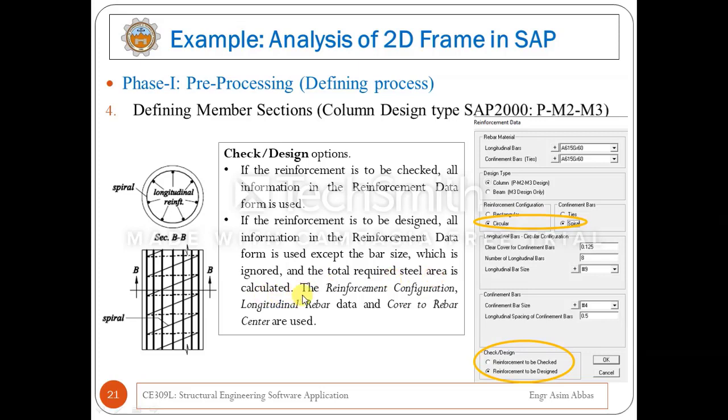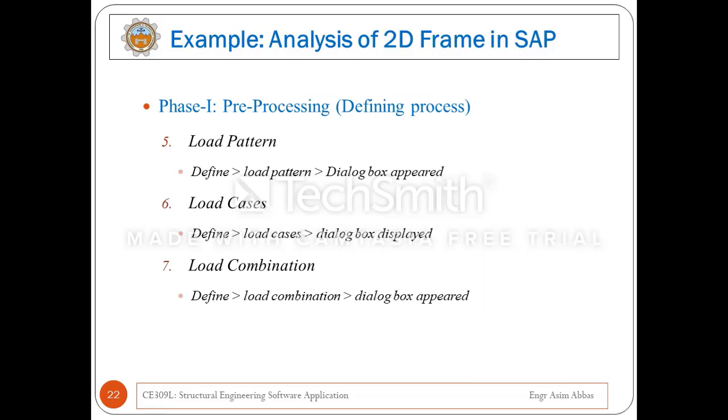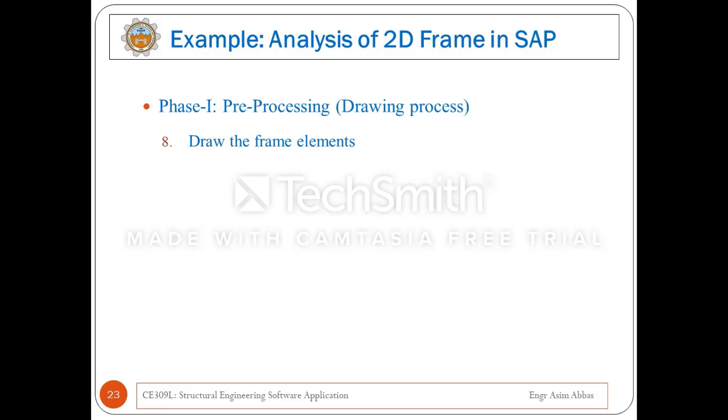The reinforcement configuration, longitudinal rebar data and cover to rebar are used. Okay, it means when you choose reinforcement to be designed, here they will ignore just the size of bar, and the rest of the information will be the same. Okay, this is all about step 4 in phase 1. Now move toward step 5, 6 and 7. Okay, I have already discussed step 5, 6 and 7 in lecture number 3, so please refer to lecture number 3 for detail.